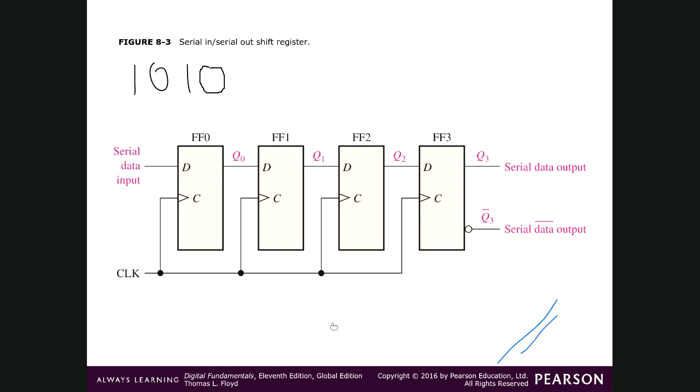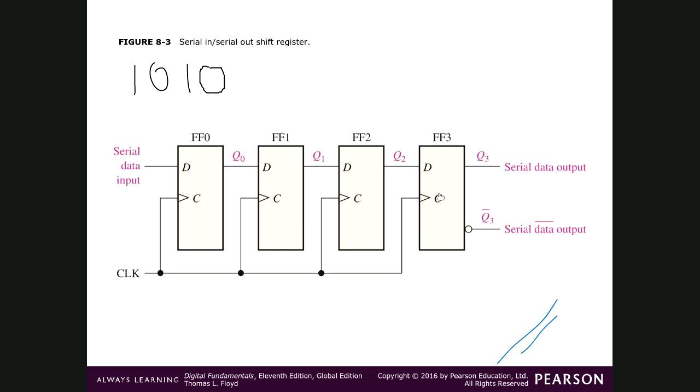A 3-bit shift register contains 3 flip-flops, and a 4-bit shift register contains 4 flip-flops. Here is how it moves: first this 0 will come here, then this 0 will shift here, and this 1 will come. At the third clock pulse, this 0 comes here, this 1 comes here, and this 0 enters here. At the fourth clock pulse, this 0 comes here, this 1 here, this 0 here, and this 1 here. So after 4 clock pulses, 1010 will be available here.